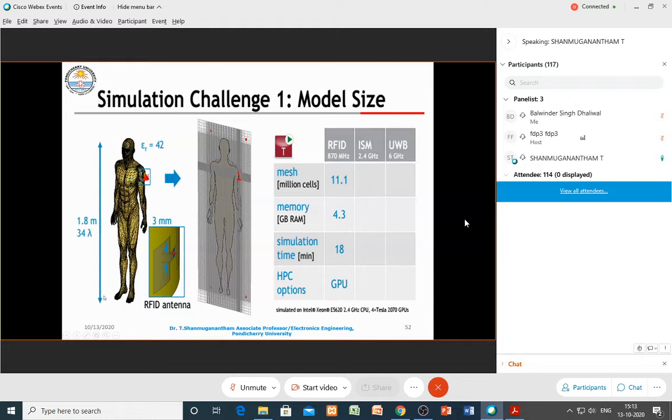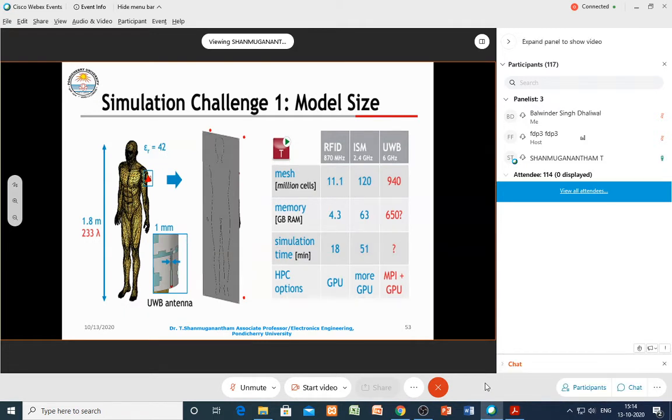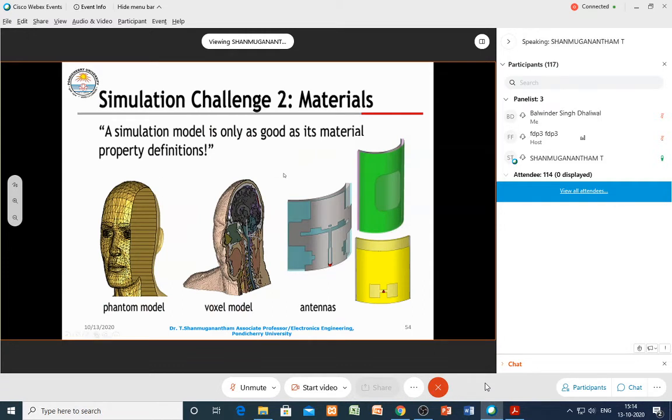So this is the normal human, 1.8 meters in height, and the permittivity epsilon r is 44.2, and the memory is 4.3 GB, and the simulation time is 18 minutes. And this is another UWB antenna, particularly for RFID at 870 MHz, the low frequency, was used for this, and then ISM 2.4 and UWB at 60 GHz were analyzed. So these are the mesh as well as memory requirements, simulation time, and processing options.